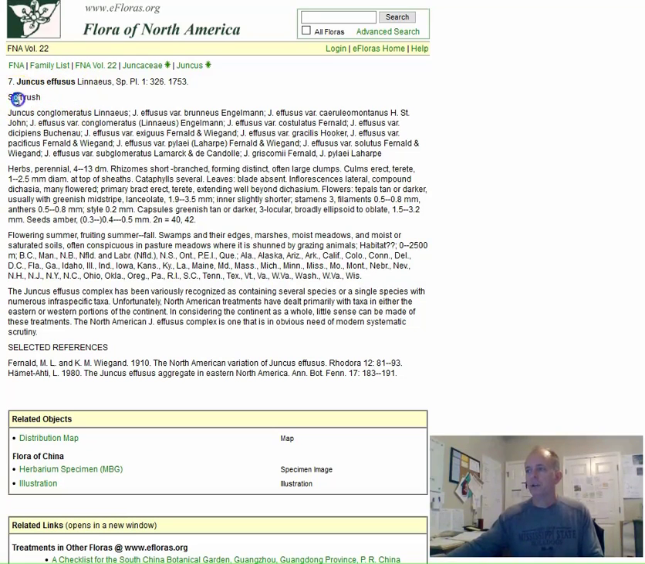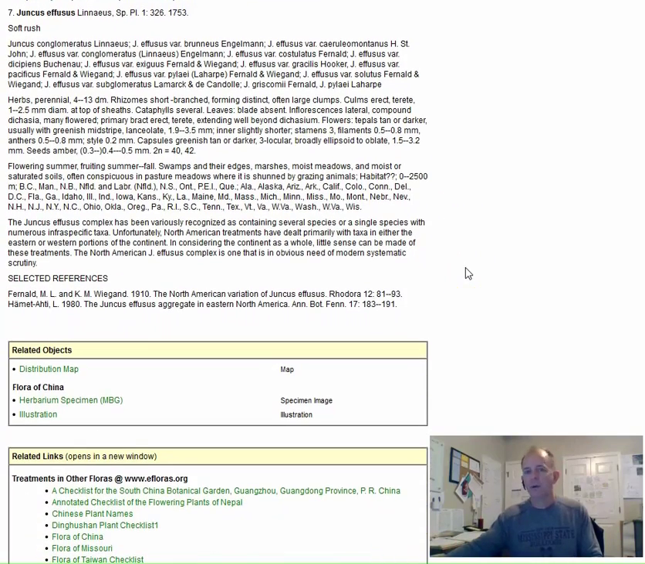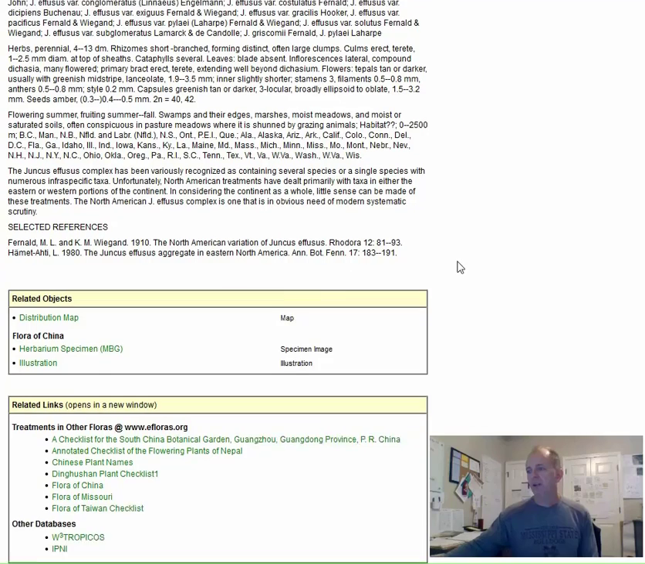Juncus effusus, soft rush. This is a circumpolar species. It's throughout the northern hemisphere. Of course, it's a weed in some places. People in the UK have issues with it in pastures for sheep and things like that. It can be a weed in some places. It's still beautiful. I love the plant. But anyway, this is it.